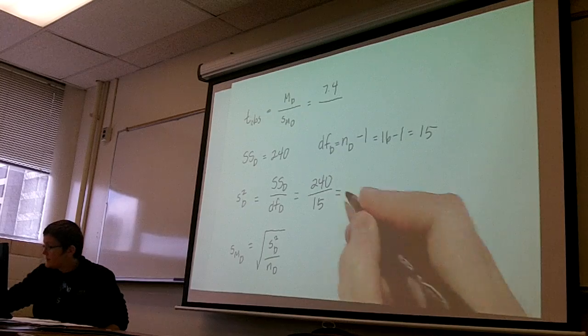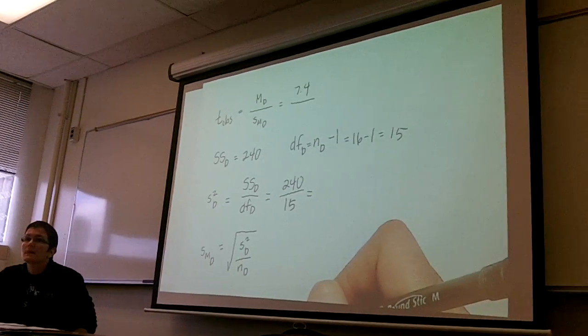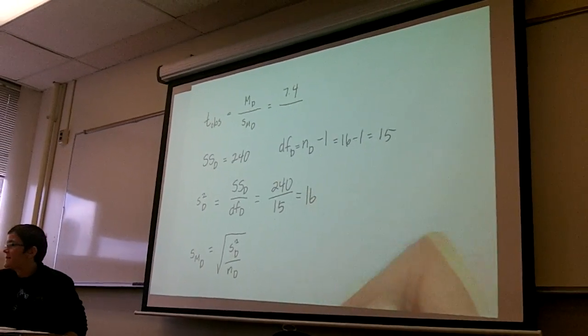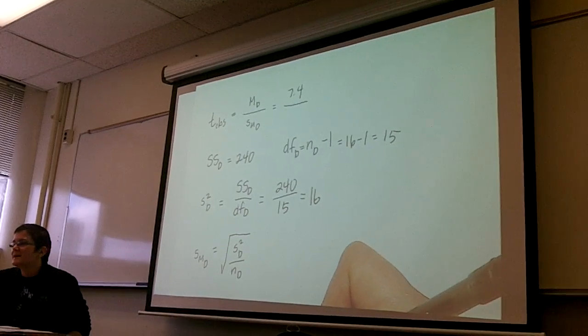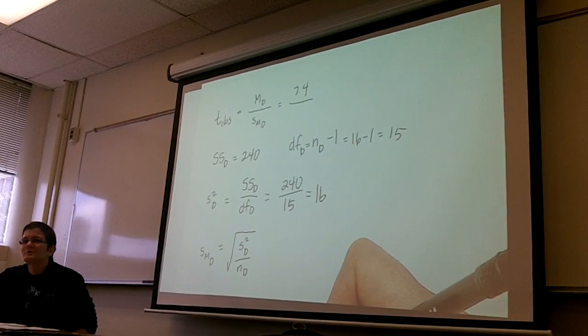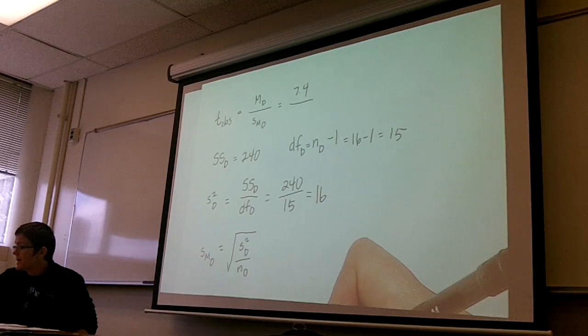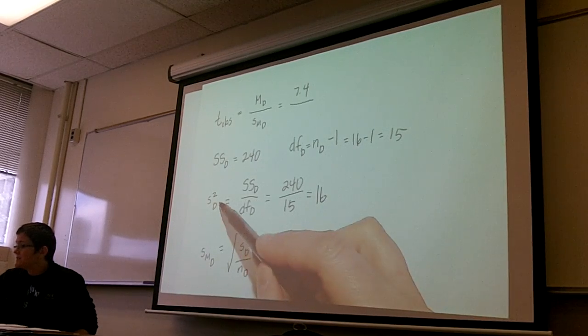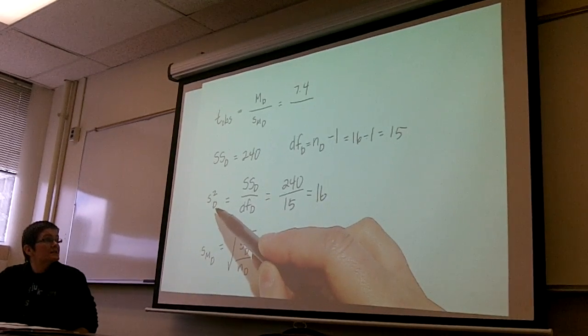So divide 240 by 15 and what do you get? 16. Look at that nice round number. It's almost like I planned the problem to be easier since you were doing it on your own. Okay, so now we know that the sample variance of the different scores is 16.